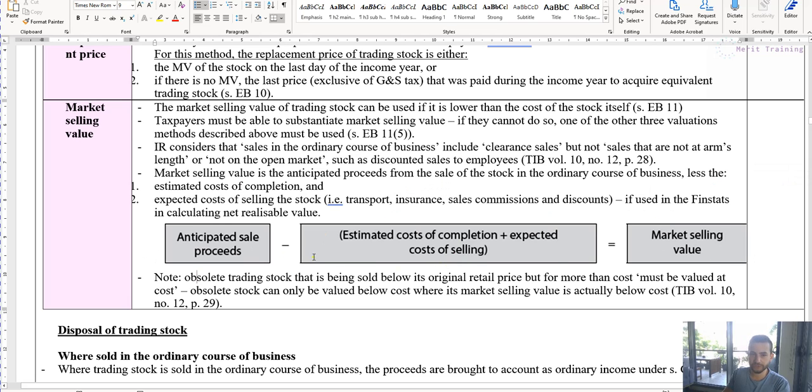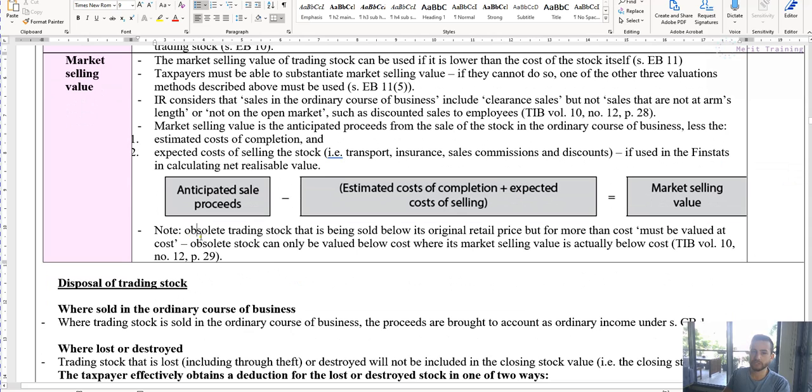Now the other consideration is you can't just use this for obsolete trading stock, because obviously if obsolete trading stock is being sold below its original retail price, but for more than cost, it must be valued at cost. And this would basically be another way of getting around the system, because if your obsolete trading stock is worth 0, you could just say it's worth 0 and therefore reduce all of your taxable income.